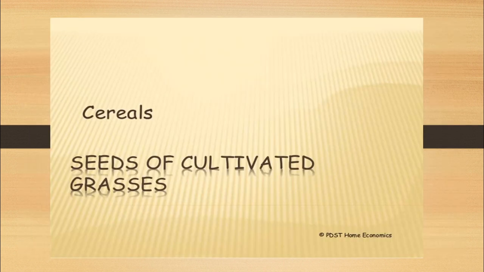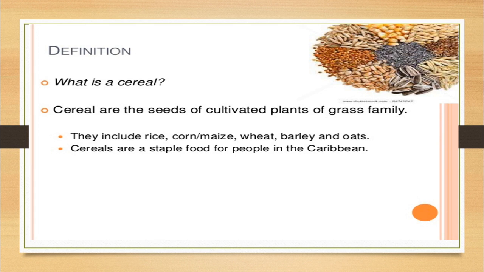So cereals, I must say, are the grains of life, the necessity of our meals. And where have the cereals or cereal grains come from? They are actually the seeds of cultivated grasses. So cereals are the seeds of cultivated plants of the grass family. Cereal grains belong to the monocotyledonous family, Gramineae or grass family. I'm repeating, monocotyledonous family, Gramineae or grass family.